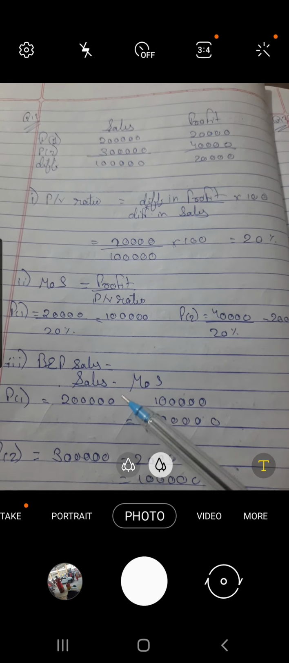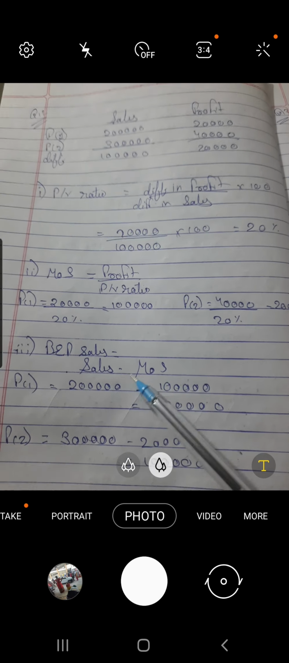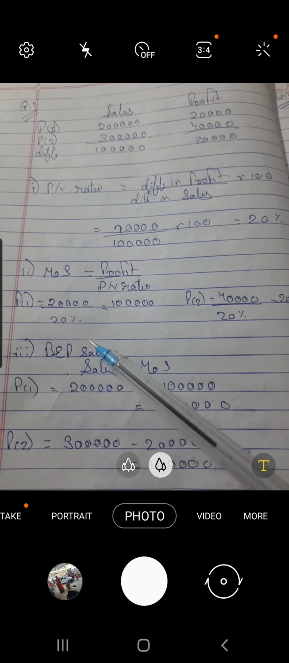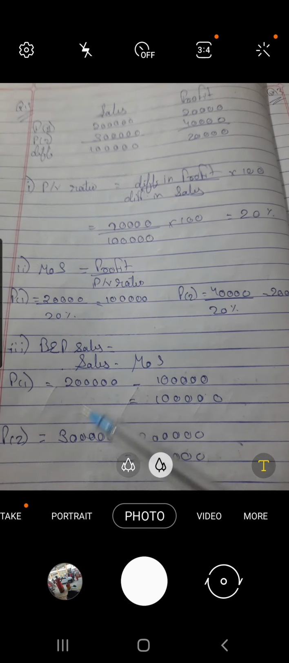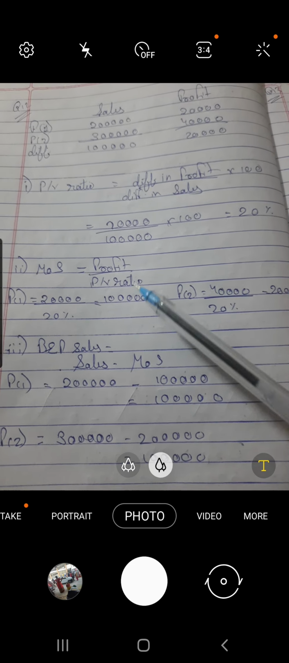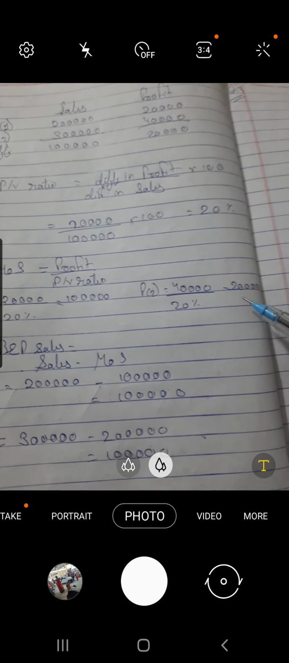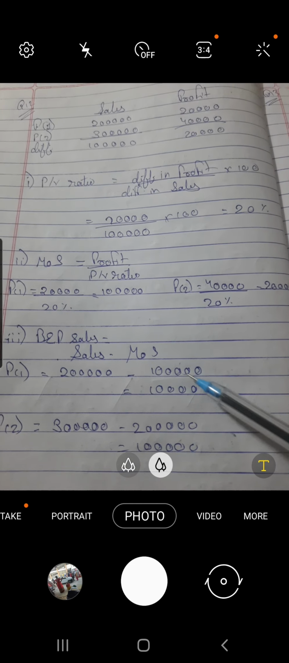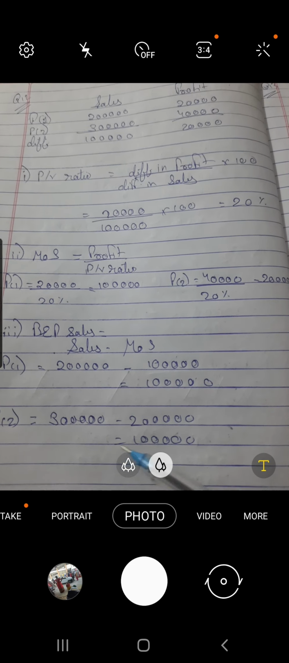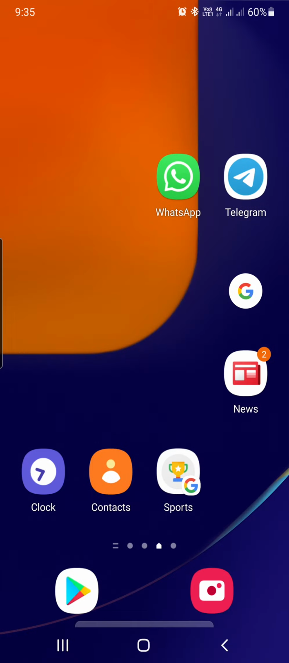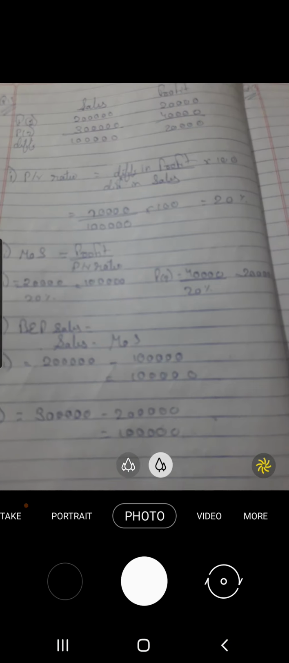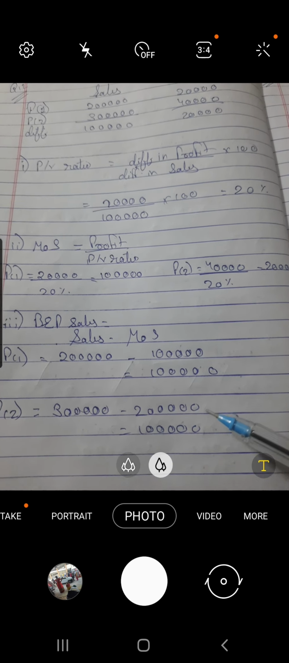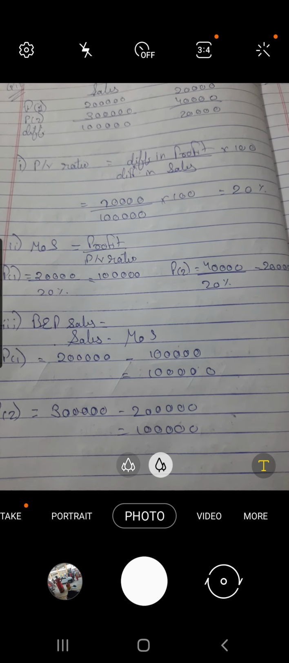Third, we have to find BEP sales. BEP sales is sales minus margin of safety, the same for period 1 and period 2. Here the sales is 2 lakh for period 1 and 3 lakh for period 2. Margin of safety is 1 lakh for period 1 and 2 lakh for period 2. So 2 lakh minus 1 lakh will give 1 lakh as the answer, and for period 2, 3 lakh minus 2 lakh will also give 1 lakh as the answer.